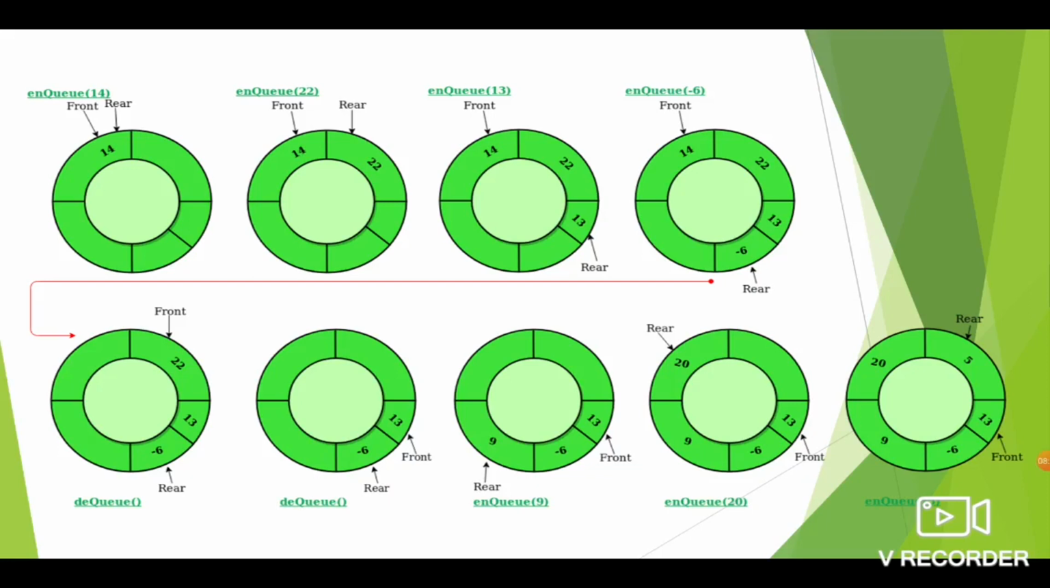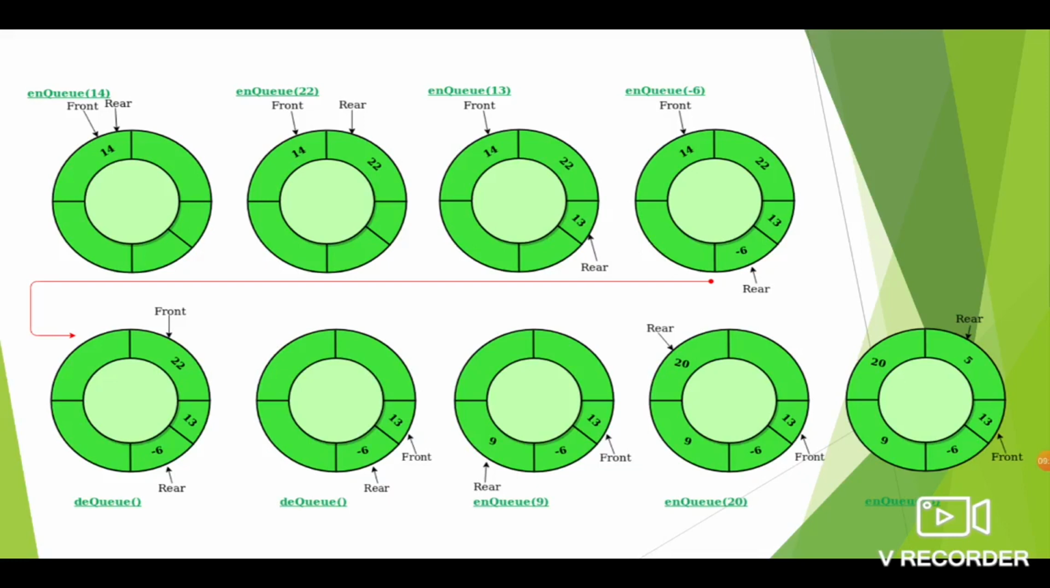Again we perform the deletion operation. So now front points to the element 22. So 22 is deleted and you are incrementing the front pointer. So now the front pointer points to the element 13. Again the enqueue operation. So rear points to -6. So you have to increment the rear pointer and you can use that free slot to hold the element 9.